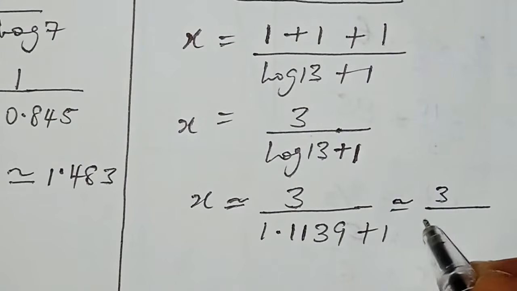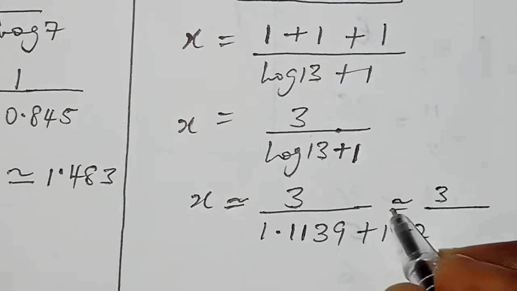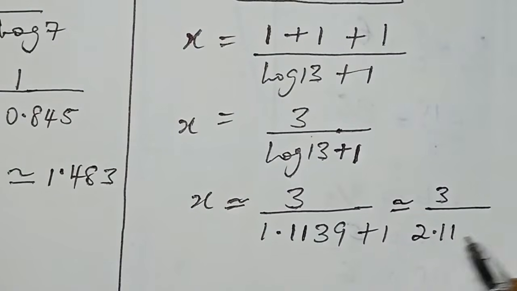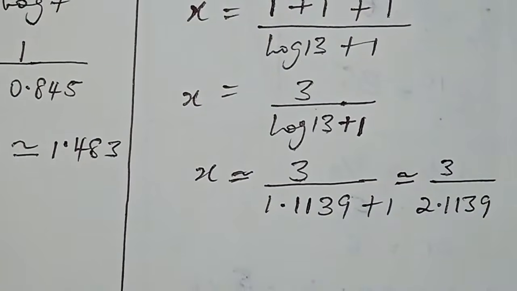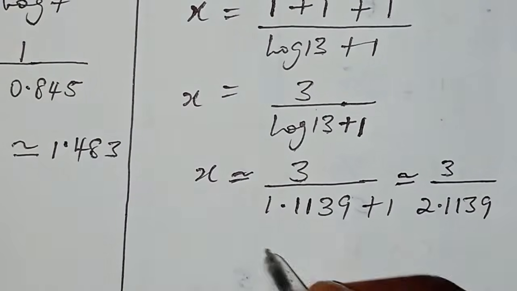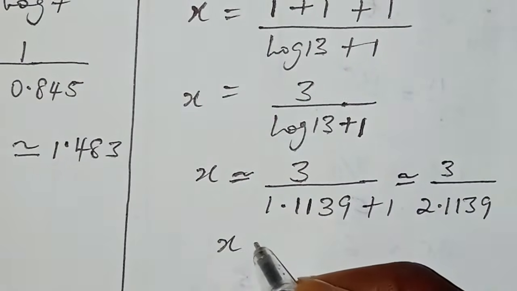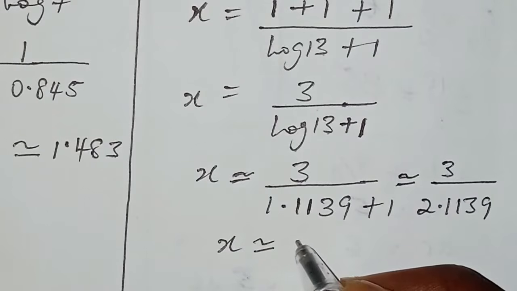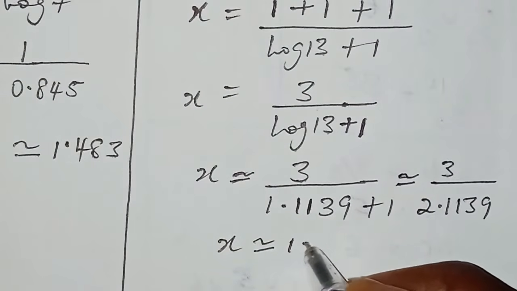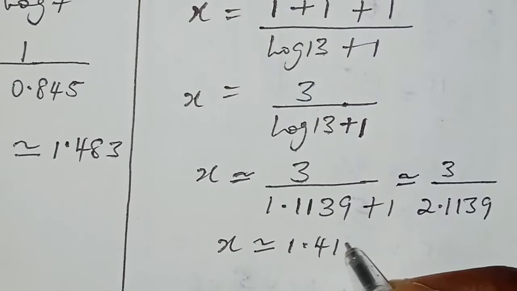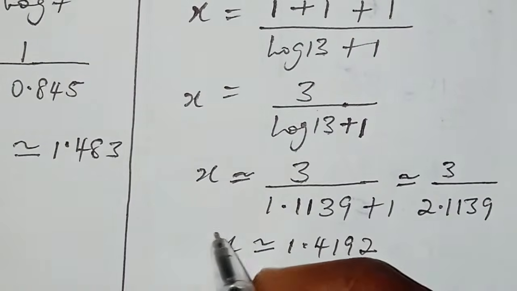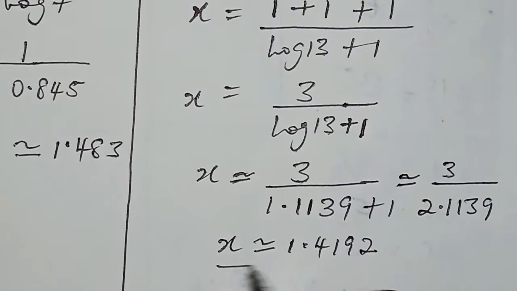over 2.1139. If we divide the whole of this, we have x to be approximately 1.4192 as the value of x.